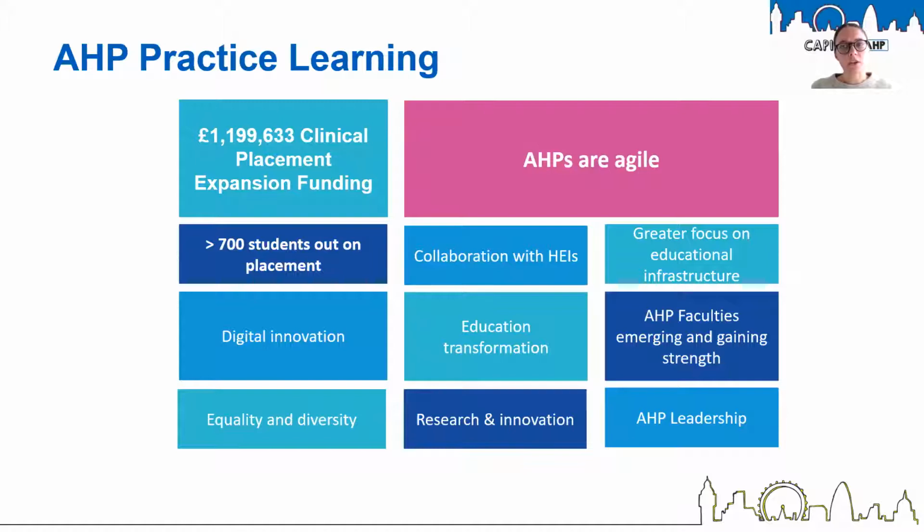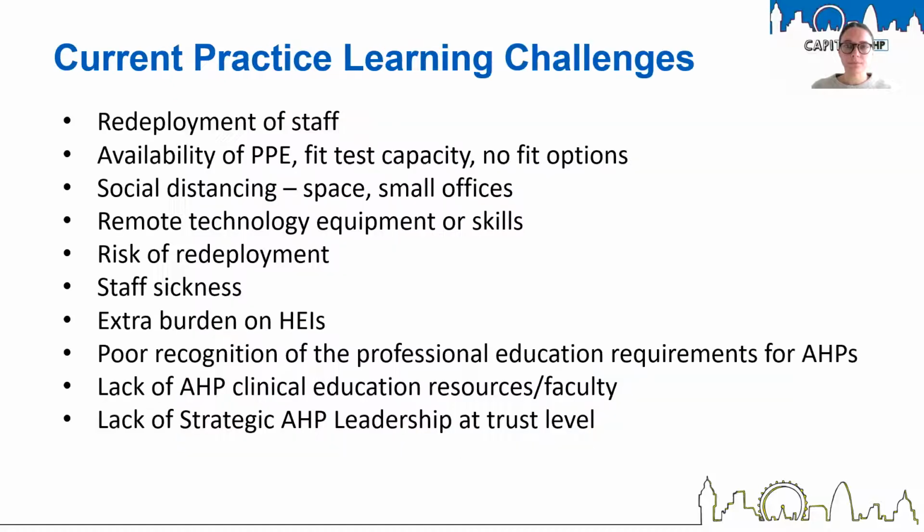During the first wave, we showed that AHPs are agile, adapting quickly to the changing circumstances and managing to have over 700 students out on placement with a big push in innovation and use of digital. And here just wanted to highlight that there are numerous barriers and challenges to practice learning, some staff related such as redeployment, sickness, annual leave, burnout, environmental factors such as social distancing, small offices. And it's important to think about each of these barriers and work out how we might be able to support our workforce to overcome them.